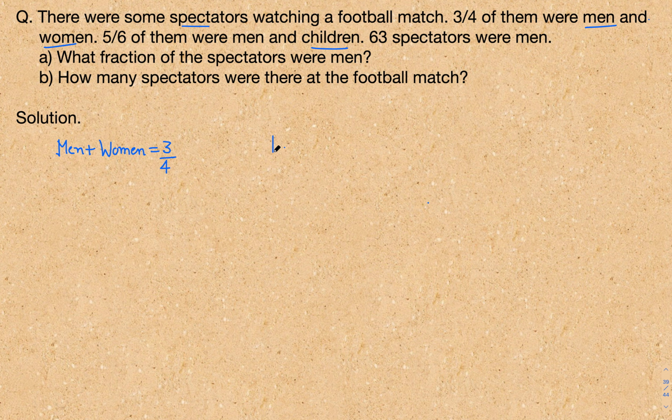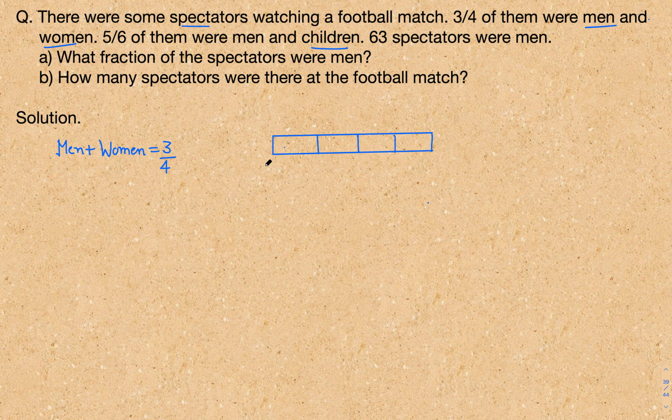So let's quickly draw a model for that, which shows the total number of spectators. Let's say this is my total number of spectators, and let's divide it into 4 equal parts. 1, 2, 3, and 4, right? They don't seem to be equal. It's okay, they don't have to be, it's just symbolic mostly. So let's say it's roughly equal.